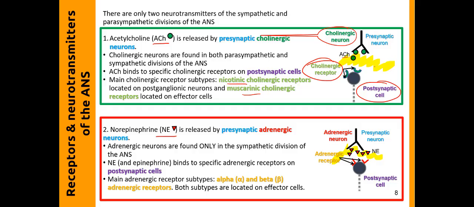Norepinephrine, similar thing. Neurons that release norepinephrine are called adrenergic neurons, right? Because the other name for norepinephrine is noradrenaline. Adrenergic neurons are found only in the sympathetic division of the autonomic nervous system. Norepinephrine as well as epinephrine bind to receptors called adrenergic receptors. Two different main types, alpha adrenergic receptors and beta adrenergic receptors. And these are found on the postsynaptic cell.